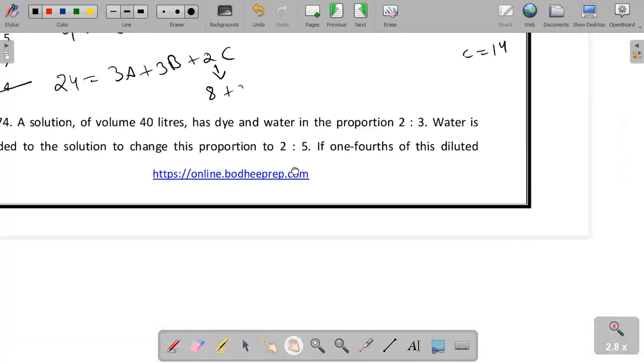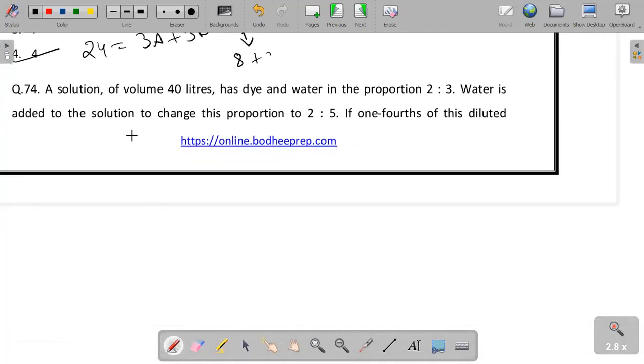Again, this type of question seems very easy to me, or doable to me. A solution of 40 liters has dye and water in it. So there is dye and there is water. So 8 and 5, so 16 and 24. Water is added to the solution to change the proportion to 2 by 5.